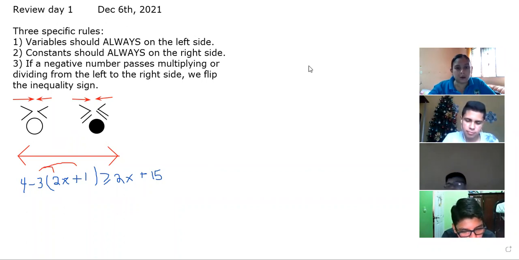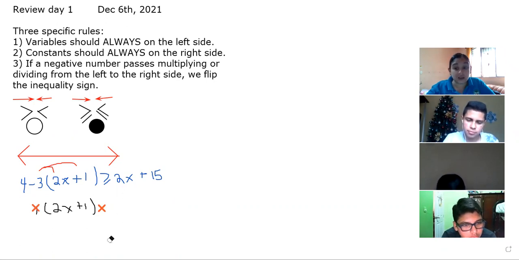You cannot go ahead and say 4 minus 3 is 1, and then say that 1 times 2x plus 1, and then do the distributive property. No, that would be incorrect. You cannot subtract that before. Why? Because of PEMDAS. PEMDAS says that you need to do first the multiplications and then the additions and the subtractions. So I'm going to erase that, and I'm going to do first the distributive property. So therefore, we're doing nothing, so we just go ahead and copy it.